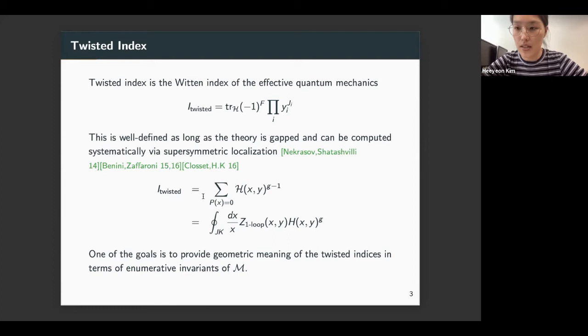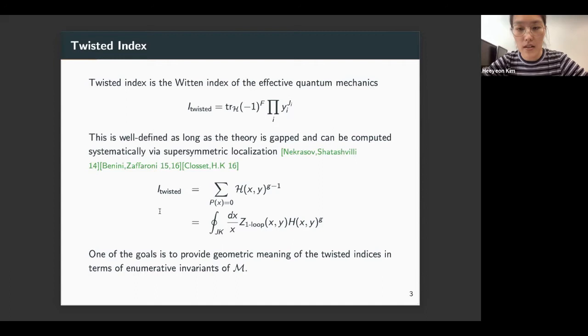So this twisted index is defined as a trace over the Hilbert space H of our quantum mechanics, which is a graded vector space, and this (-1)^F represents the Z2 grading. And in addition to that, we can have various other gradings associated with the global symmetries of the theory that I will represent with this parameter y_i. So these are well-defined integers as long as the theory is gapped. And what's nice about these quantities is they can be computed very systematically via supersymmetric localization.